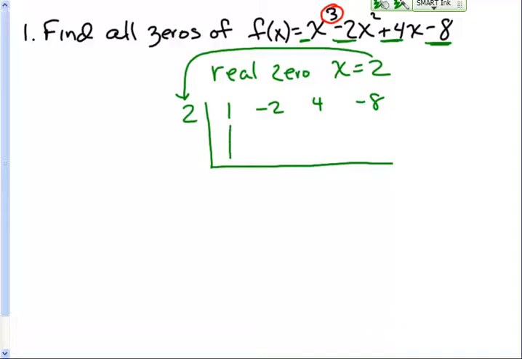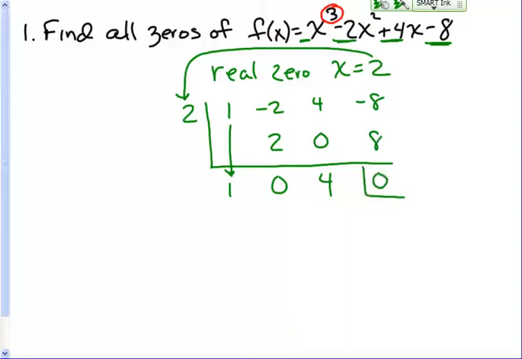We bring our first number down, so that's a 1. And now we're going to repeatedly multiply and add. We multiply this 1 times the 2 in the front, and we get 2, and put that in the next column over. Now we add those two numbers, so -2 plus 2 is 0. And now we repeat: 0 times 2 is 0. Add 4 and 0, we get 4. 4 times 2 is 8. We add and we get 0.